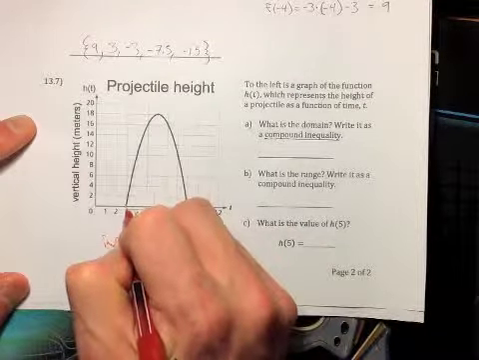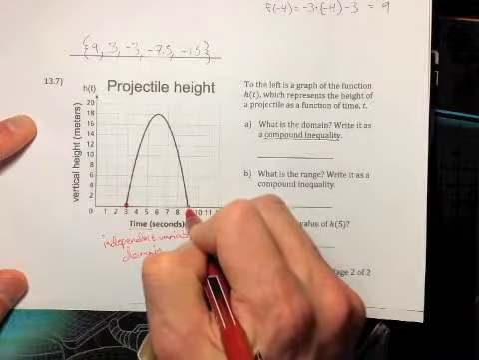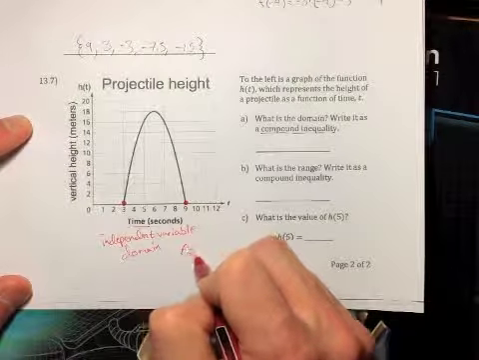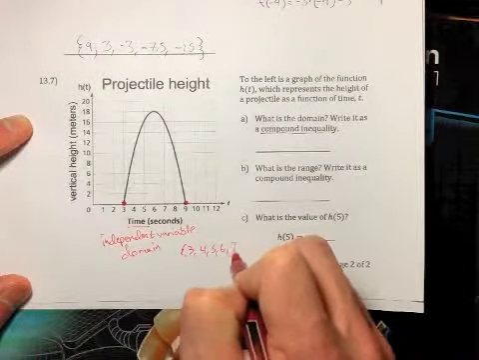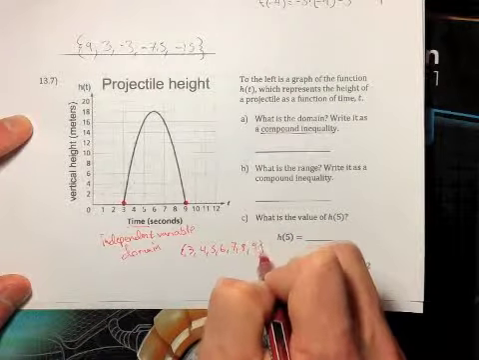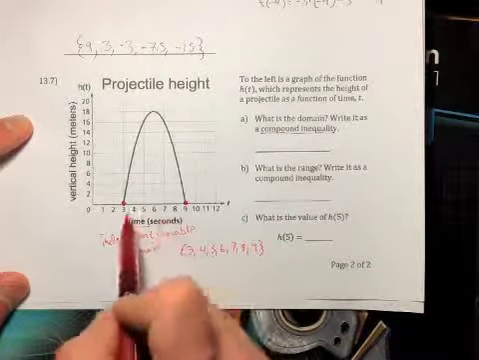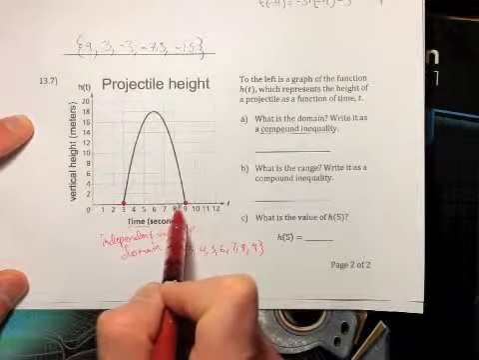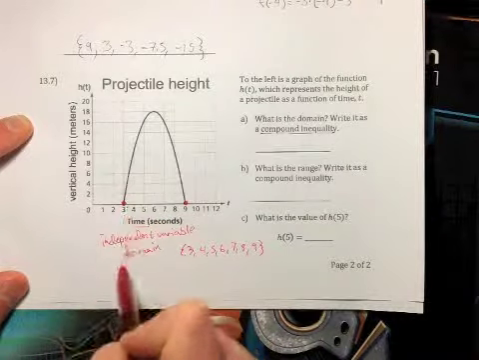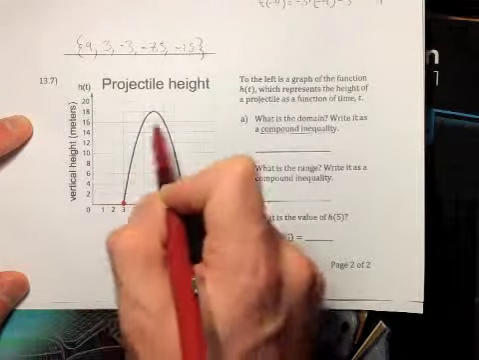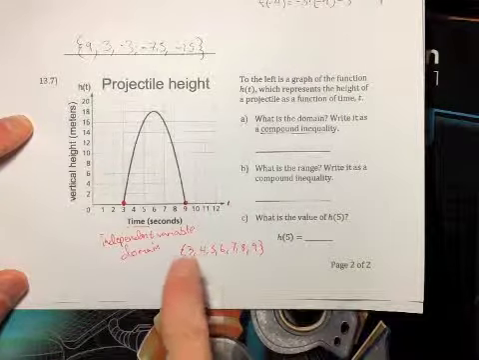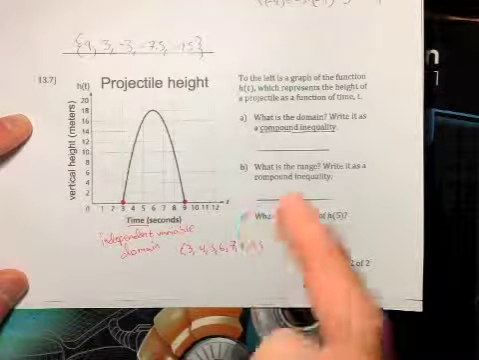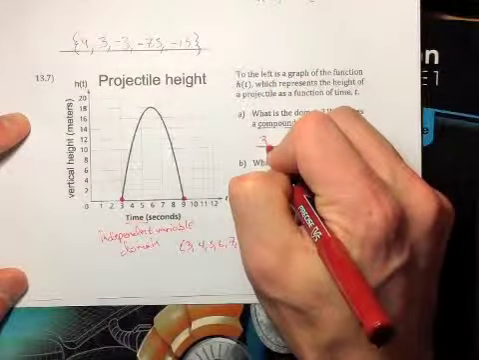So our domain starts at 3 and goes to 9. But our domain is not this set. It's not 3, 4, 5, 6, 7, 8, 9. That's not the domain. The domain is all numbers between 3 and 9. All of these numbers. And so the best way to express the fact that the domain includes all numbers between 3 and 9, and not just the integers between 3 and 9, is with the compound inequality.